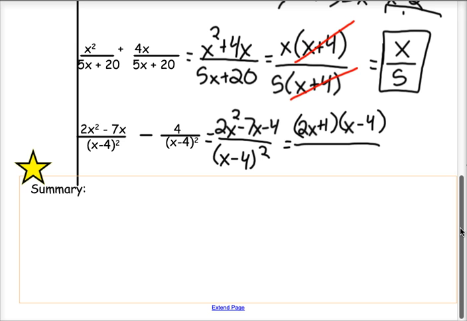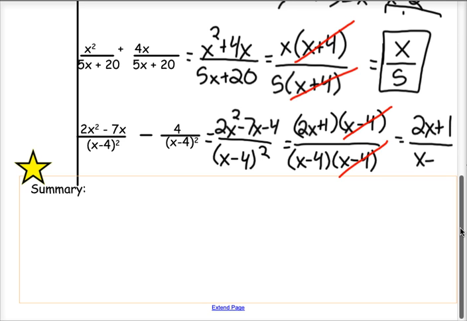On the bottom, what I want you to recognize, the x minus 4 squared is really just giving you 2 of those x minus 4s. Cool thing about that is now you can slash off one of the pairs and you end up being left with 2x plus 1 and x minus 4 to end your problem.